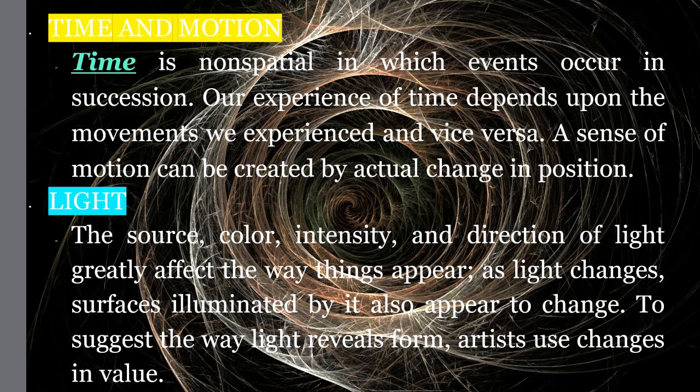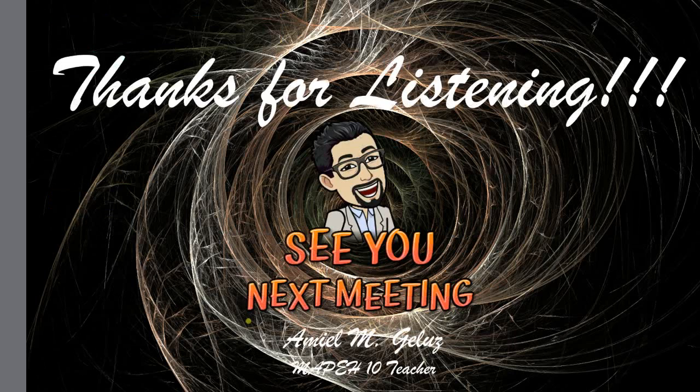Light: the source, color, intensity, and the direction of light greatly affect the way things appear. As the light changes, surfaces illuminated by it also appear to change. To suggest the way light reveals form, artists use changes in value.